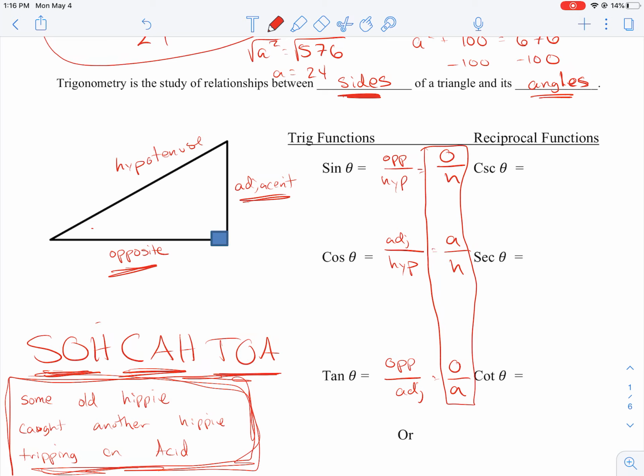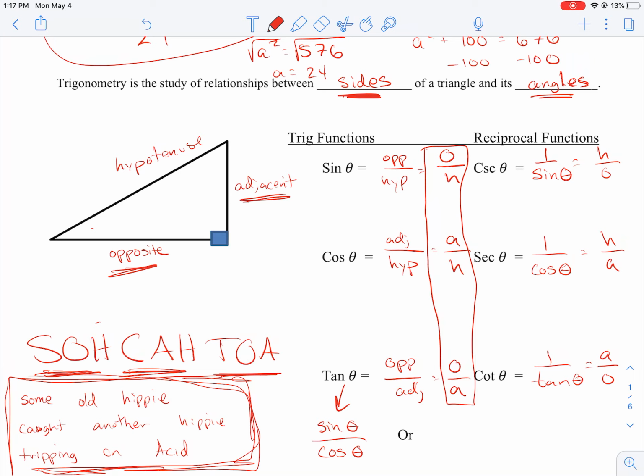Now, if you look at the reciprocal functions, okay, this is just 1 over sine of theta. This is 1 over the cosine of theta. And this is 1 over the tangent of theta. Okay. Also, tan can also be written as sine of theta over the cosine of theta. Okay. You're going to have to remember that one as well. So that means that these actually just get flipped. So this is H over O. This is H over A. And this is A over O. Okay. So those are just reciprocal functions.